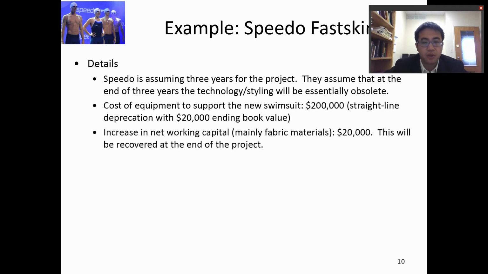We also need to increase the fabric materials, which is the inventory, which is net working capital. That requires $20,000 of inventory to be maintained. So upfront, we need to pay $20,000 to build up inventory. And then it also says the inventory will be recovered at the end of the project. So basically, when the product is gone, there's no need to maintain $20,000 inventory, so we're going to sell it out for cash. And also it says the operating costs are about 90% of the revenues, so that's a pretty low margin.